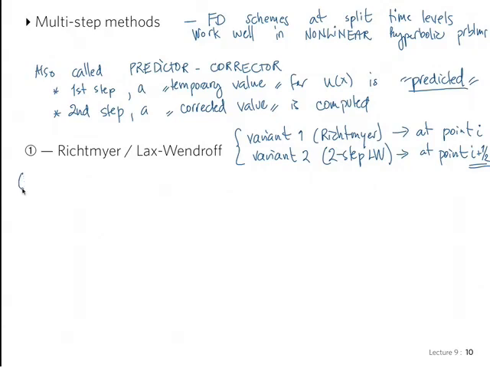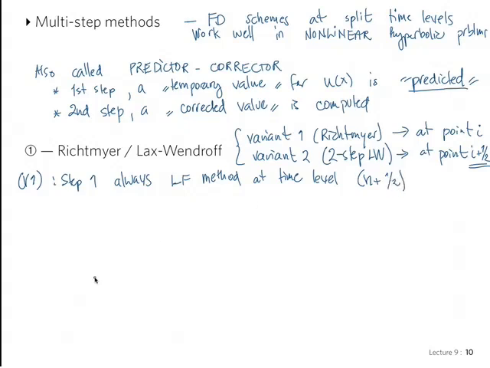So let's see version 1. Let me call it version 1. And in both cases, both version 1 and version 2 will always have, for step 1, a Lax-Friedrichs method at time level n plus 1/2. So remember, the Lax-Friedrichs method introduced this trick of replacing u_i by the average value of the mesh points on either side, and so we would write u at n plus 1/2.